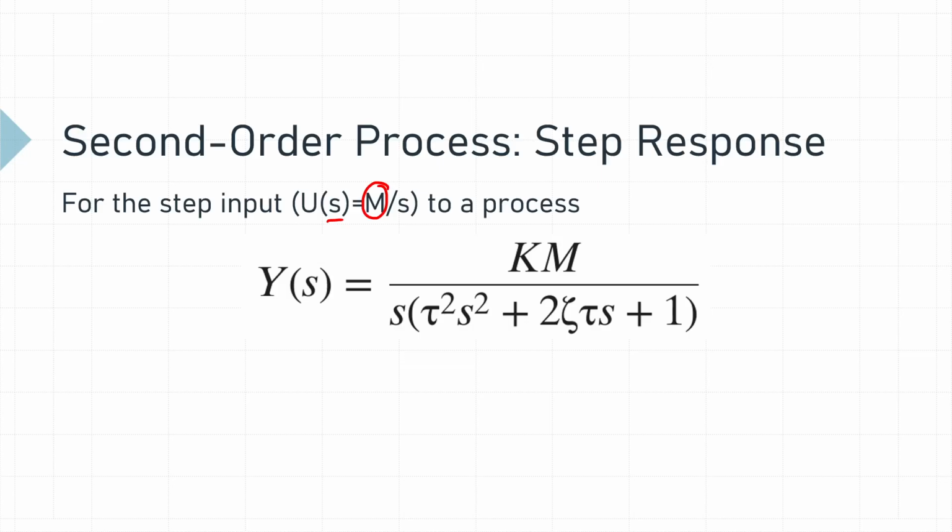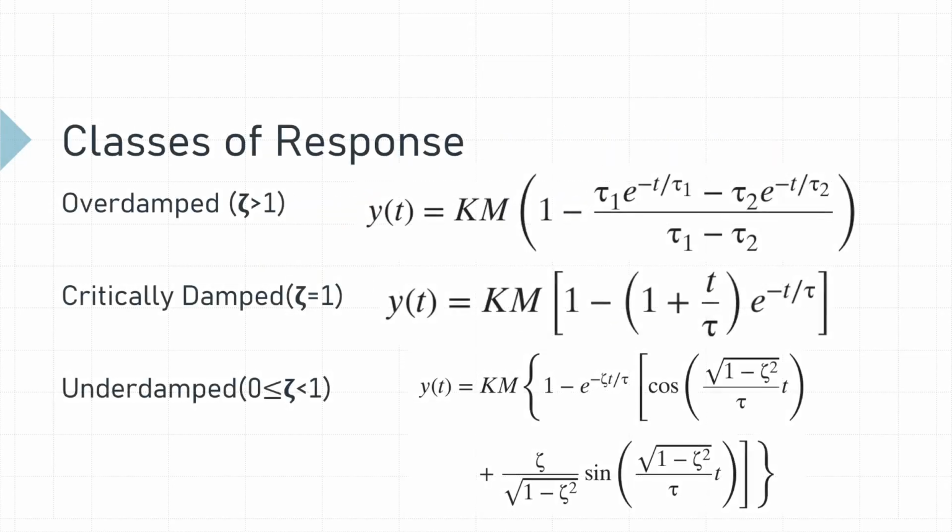The responses can be categorized into the three classes that were summarized in the table. These could be overdamped when zeta is greater than 1. It could also be critically damped or underdamped, as you can see, depending on the roots of our denominator, that is the characteristic equation. These are just based on the inverse Laplace transforms of the previous example.